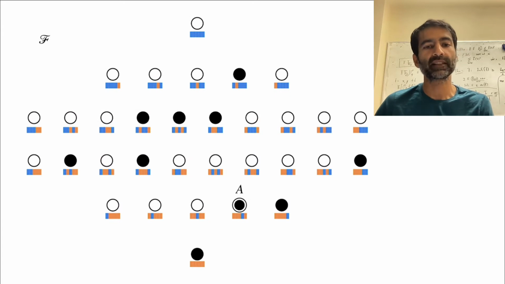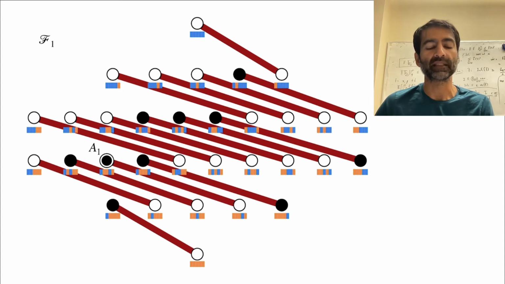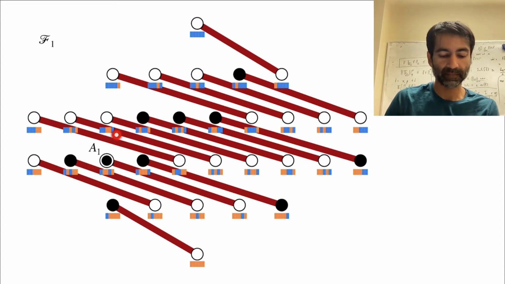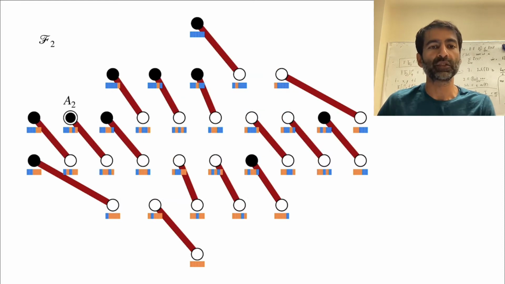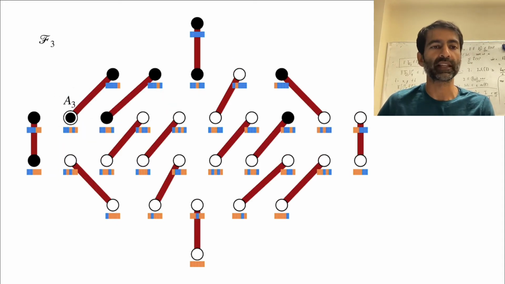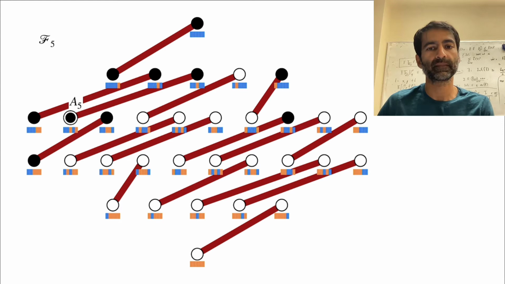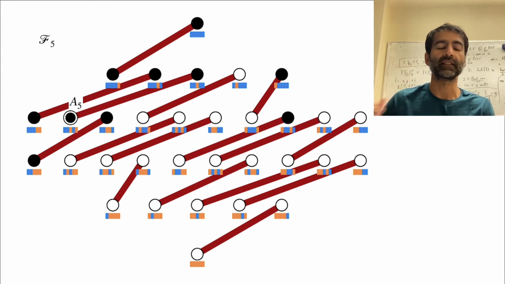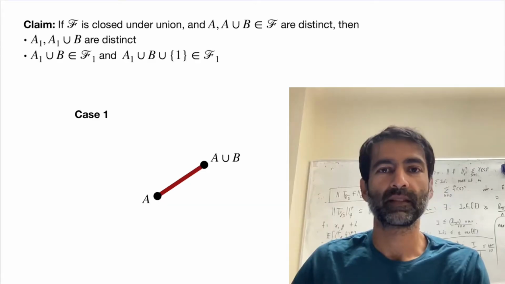Now, you can track the trajectory of an individual set during this process as well. Here's a set A that's in the original family. Then we try to add 1, and A moves to this location. We call this set A1. Then we try to add 2 to all the sets, and A moves to this location. We call that A2, and so on. So here's A3, this is A4, and this is A5. So every set in this process has a trajectory that we can keep track of.